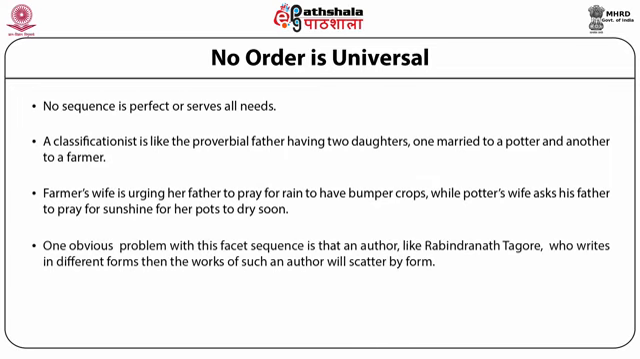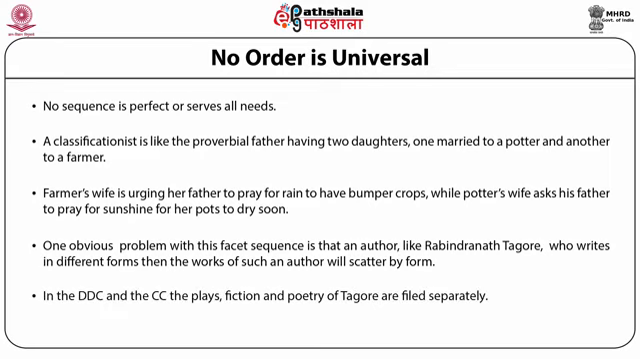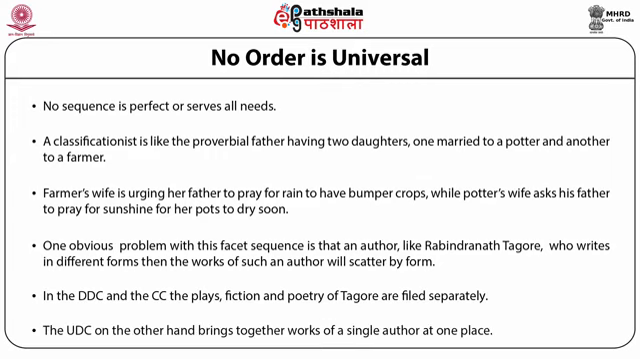One obvious problem with this facet sequence is that an author like Rabindranath Tagore, who writes in different forms, will have the works of such an author scattered by form. They will not come together on the shelves. In the DDC and the Colon Classification, the plays, fiction, and poetry of Rabindranath Tagore are filed separately. The UDC, on the other hand, brings together works of a single author at one place by its facet formula.